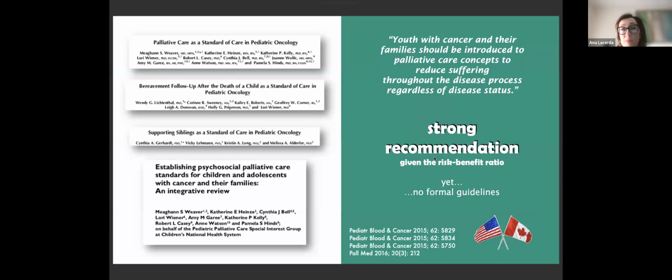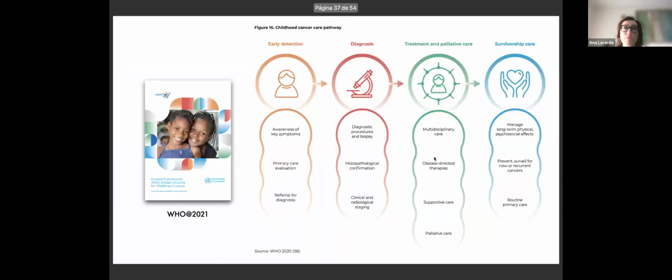Now, there have been some strong recommendations for the early integration of palliative care in pediatric oncology, and they've been mostly coming from the other side of the pond, so from our colleagues in the United States and in Canada. But until very recently, there were no formal guidelines. But in 2021, the WHO published the CureAll framework for childhood cancer. And as you can see in this cartoon, of the four mainstays of this framework, one of them is treatment and palliative care. So it started to be recognized as an important part of the disease and treatment trajectory.